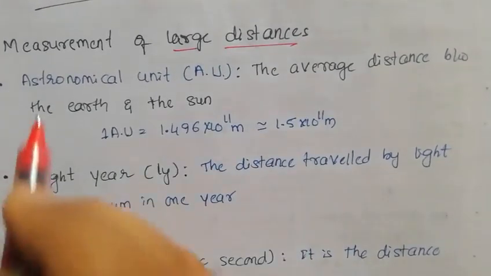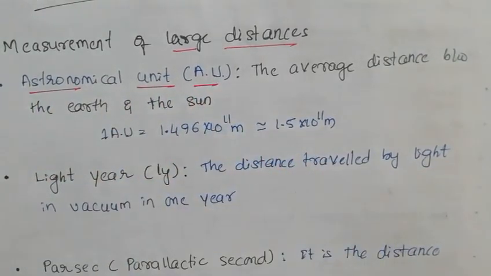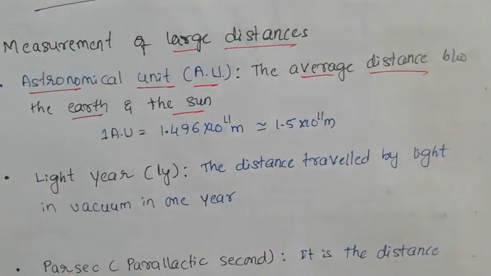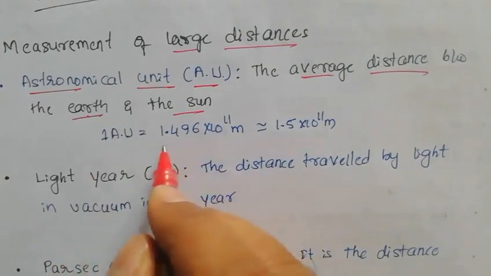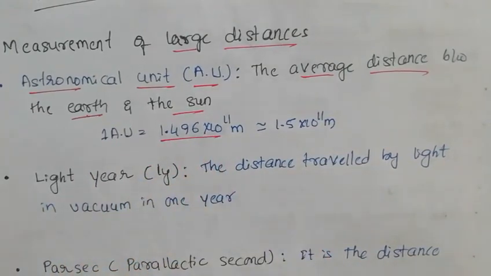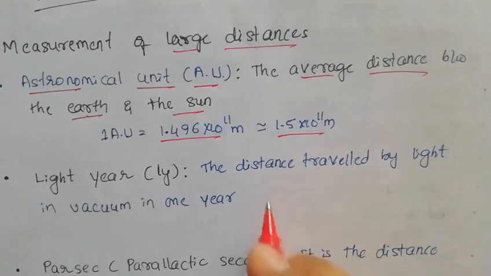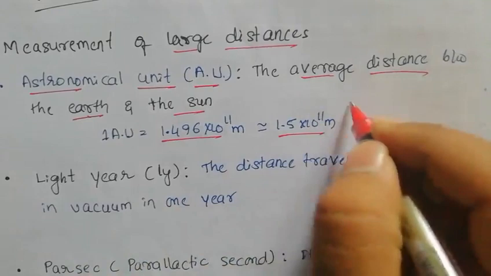The first one is the astronomical unit, indicated as AU. What is meant by an astronomical unit? It is the average distance between the earth and the sun. Its value is found to be 1.496 into 10 power 11 meter, and if you round it off, it becomes 1.5 into 10 power 11 meter. How did we measure this? Using the indirect method.